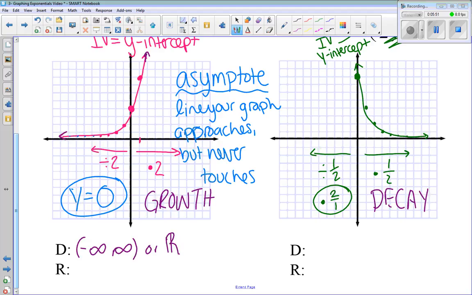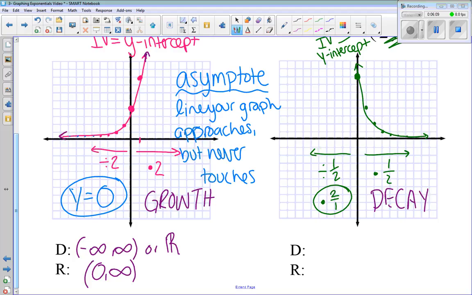Now the range is where it gets a little bit tricky. We see that it goes up forever, but where is the lowest it ever goes? Now we see our asymptote is getting closer and closer and closer to 0, but it never touches. So this is just going to be a round bracket.